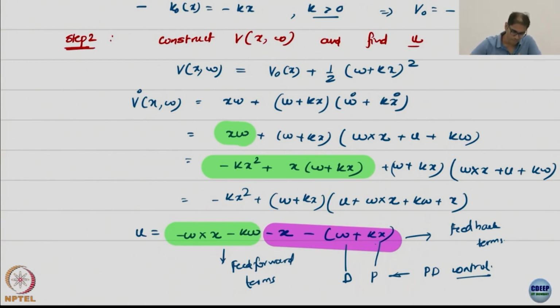All right, so you can say this is a way of designing CLFs so that you can come up with controllers. Typical controllers for aeromechanical systems, you will find them to be of PD plus feed forward structure.